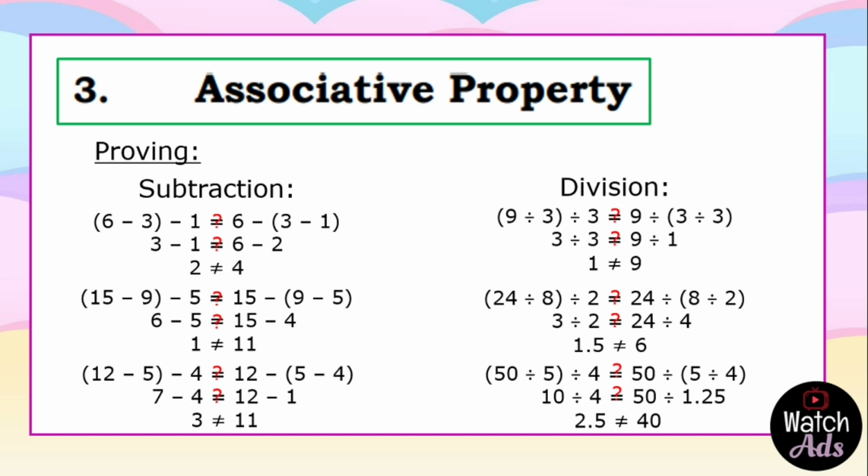And for our last example, 50 divided by 5 is equal to 10. And then we divide it by 4. That should be equal with 50 divided by 1 and 25 hundredths. Now the answer on the left side of the equation is 2 and 5 tenths, and the right side of the equation is 40. And they are not equal, therefore the associative property is not applicable in division.